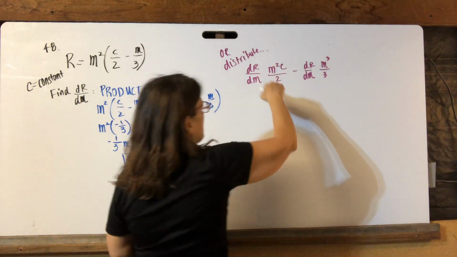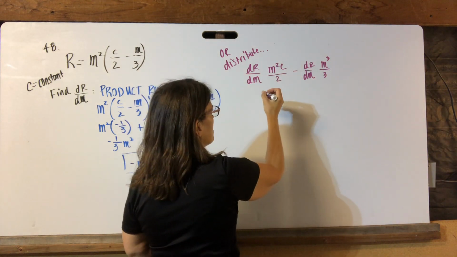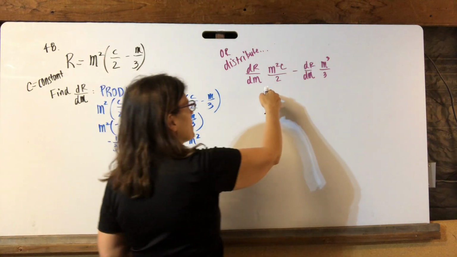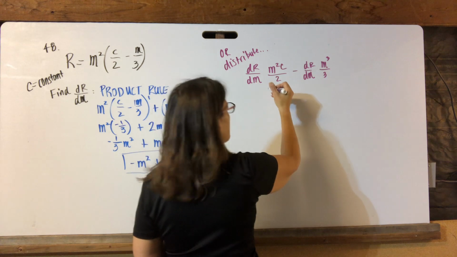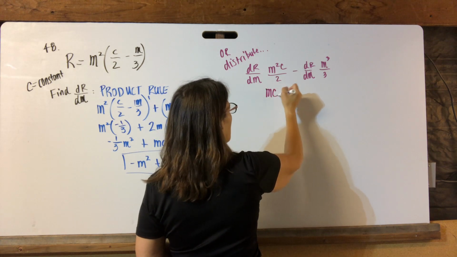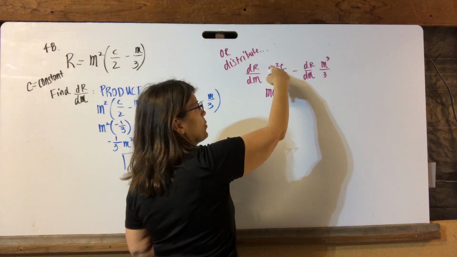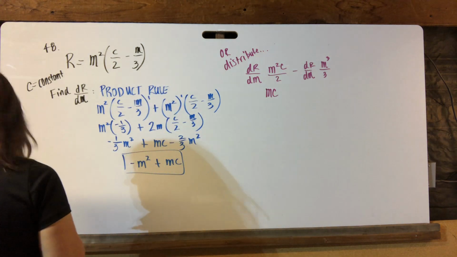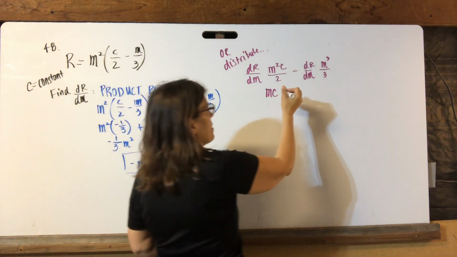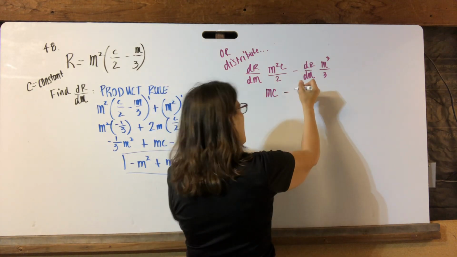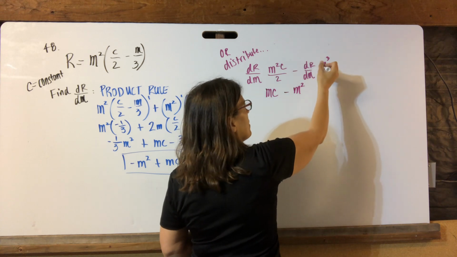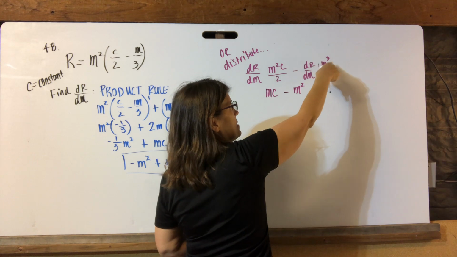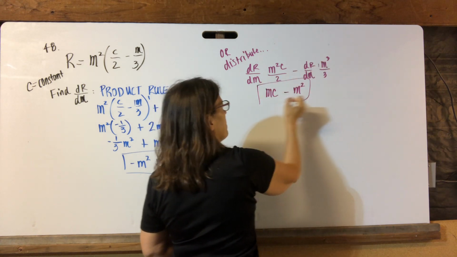Okay, so the derivative here is, this is just mc. The derivative of m squared over 2 is m times the constant c. And then this is m squared. 1/3 power rule, 3 times a third is 1, and then decrease the exponent, and there you go.